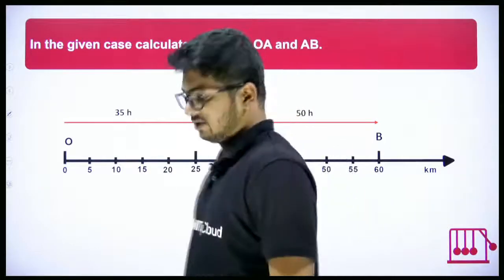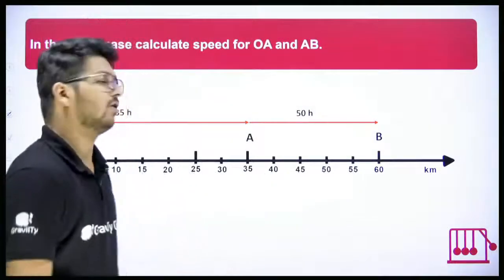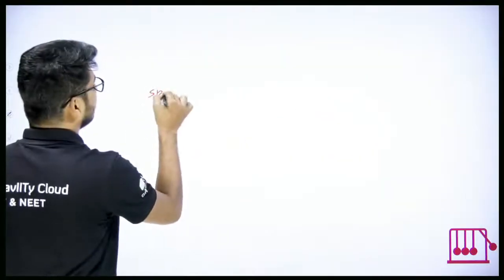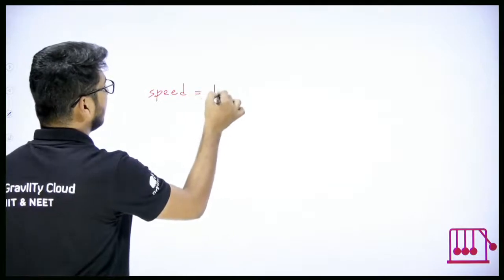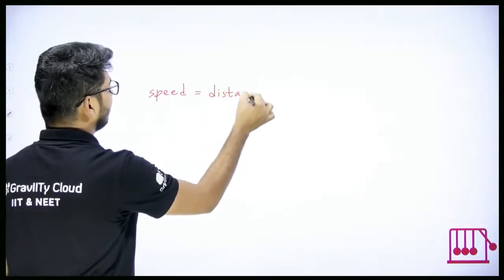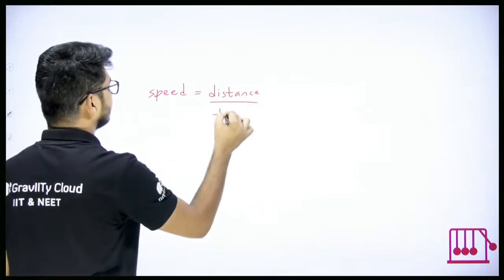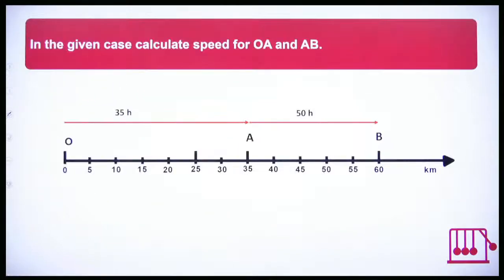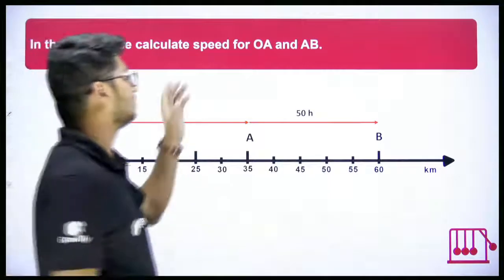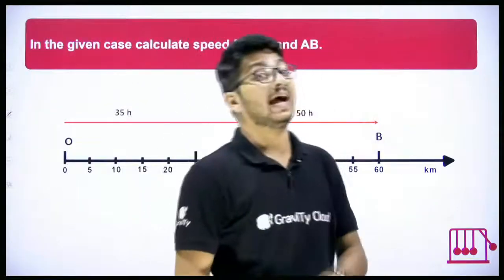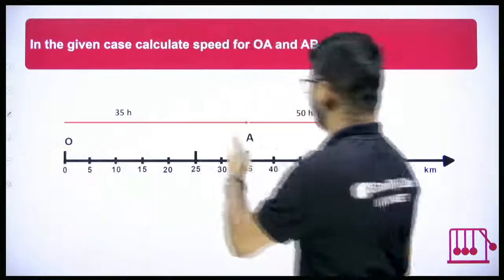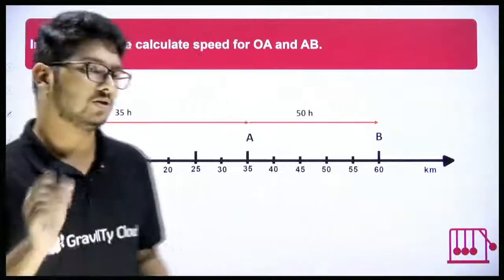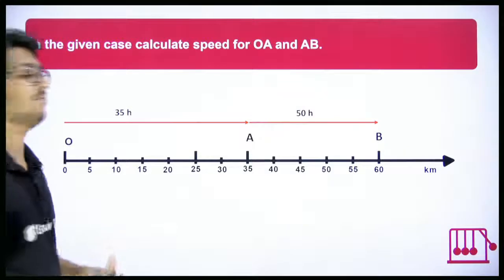So we'll again come back to this. So we learned about speed. What is the formula for speed? Distance by time. So based on this formula, let's solve a problem. Here, in the given case, calculate speed for OA and AB. O to A and A to B. Let's calculate the speed for that. So let's calculate the speed for OA first.